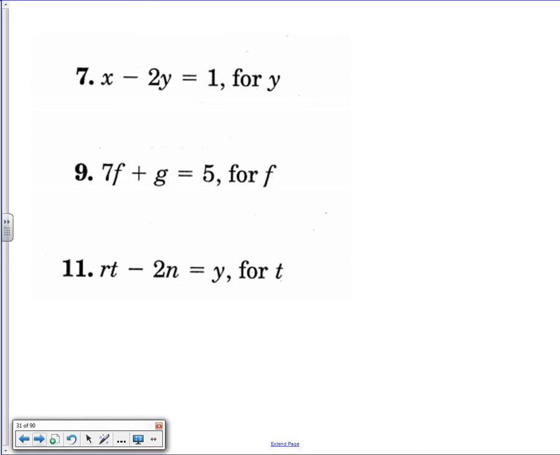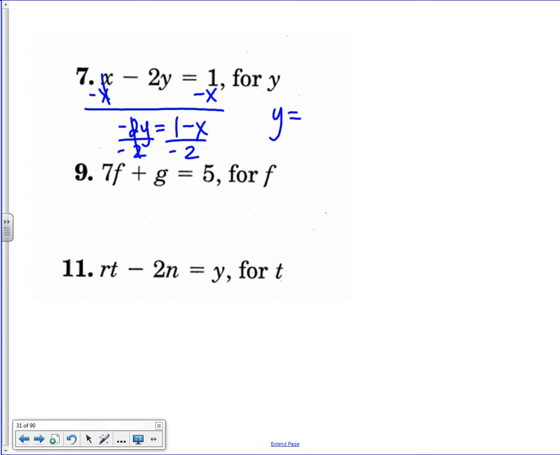All right, last three for you. I am going to isolate the y. So we got to get rid of the x first. Negative 2y equals 1 minus x. Divide everything by negative 2. And you get y equals 1 minus x all over negative 2.